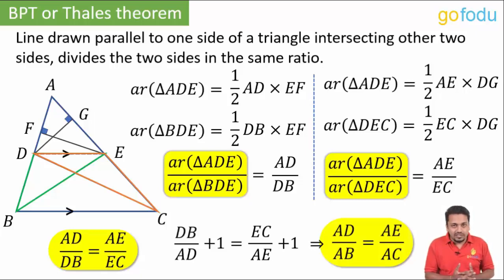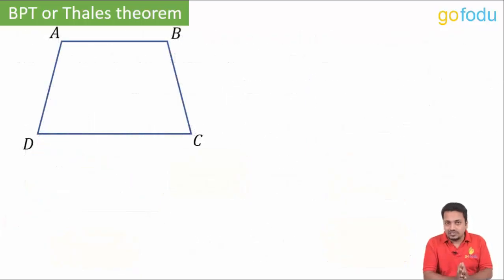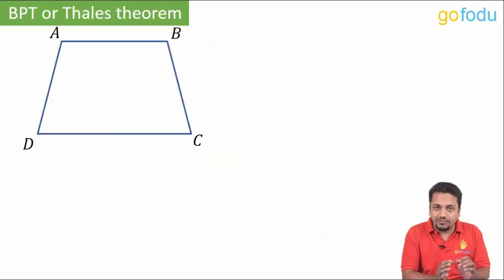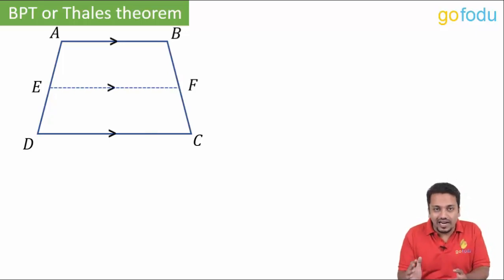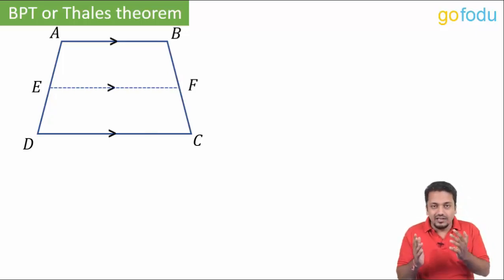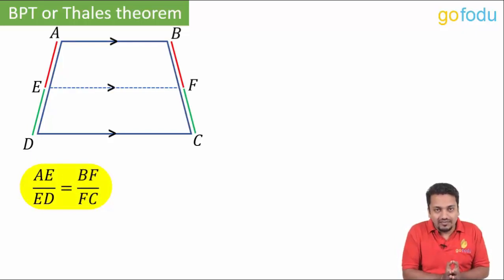Now this theorem can be directly applied in trapeziums. Trapeziums are figures with exactly two lines parallel. So here AB and DC are parallels, okay? And suppose EF is another line parallel to AB and DC. Then AE upon ED will be equal to BF upon FC.